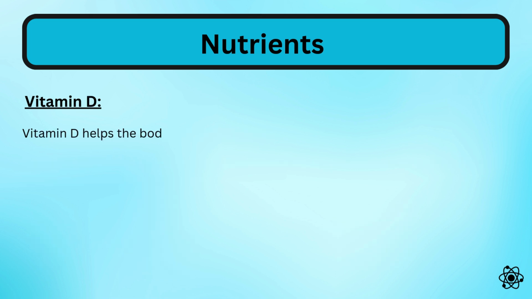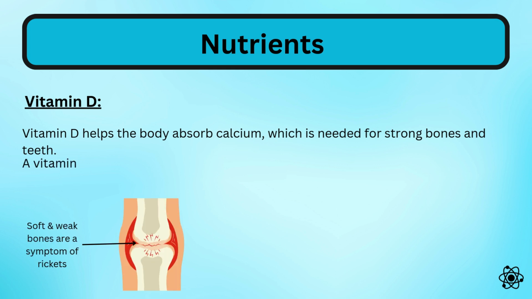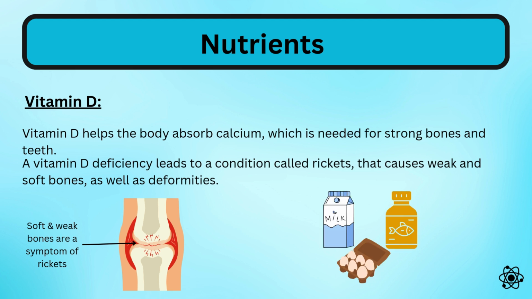Vitamin D helps the body absorb calcium, which is needed for strong bones and teeth. A vitamin D deficiency leads to a condition called rickets that causes weak and soft bone as well as deformities. Dairy products, fish oil, and eggs contain vitamin D.